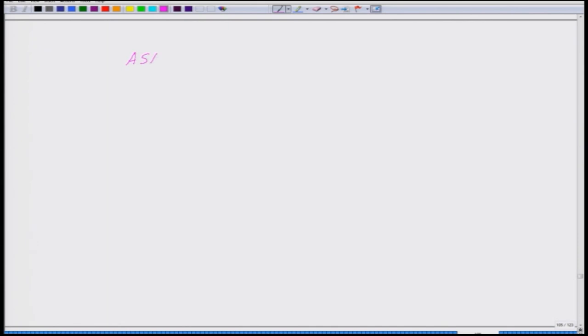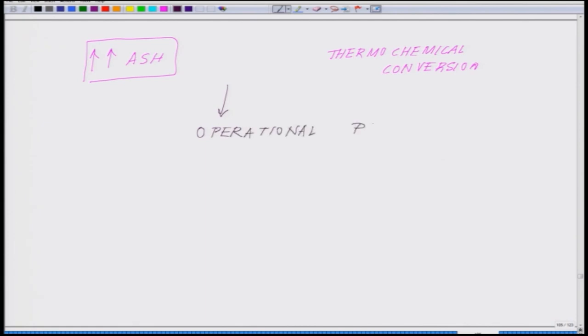So, ash and its problem. Okay. What happens especially when you are doing some thermochemical conversion, and if the ash content is fairly high, think of a case study where the ash content is fairly high, there are certain operational problems. And what are the operational problems you are going to face? The operational problems are something like this. During the combustion, ash can react and form something like a slag or a liquid phase, and they block the processes.